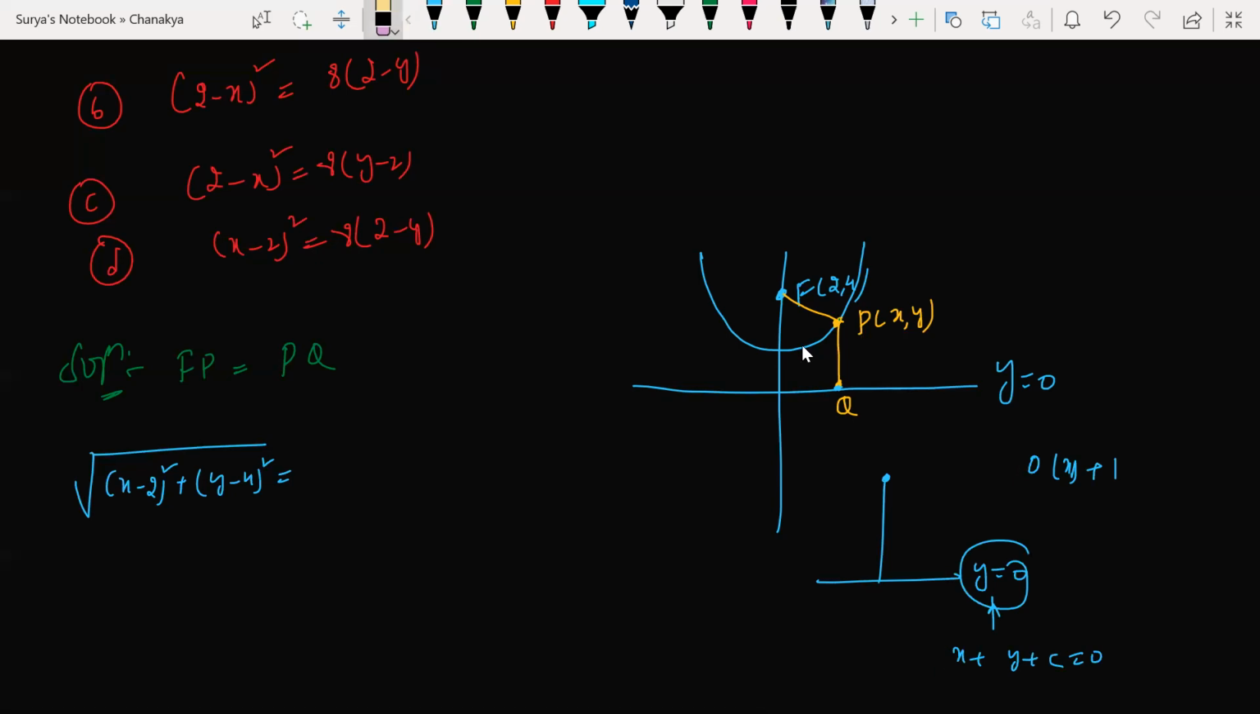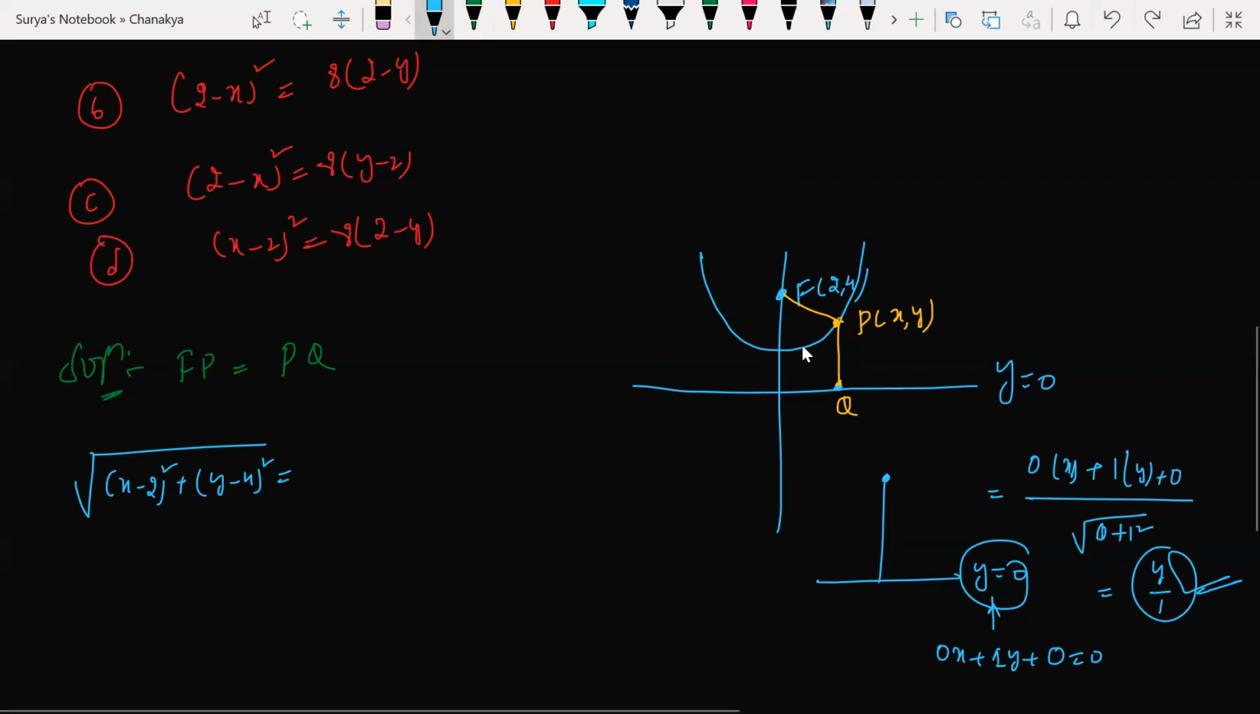If you don't understand it this way, look: a value is 0, b value is 1, c value is 0. So b value is 1, right? So b into y1 plus c value 0, divided by square root of coefficient of a square plus coefficient of b square. Okay? So what would you get here? You end up with y by 1. Am I correct? So y would be this length. What is this length? PQ is what? Guys, did you understand how I found PQ here? PQ is y here.